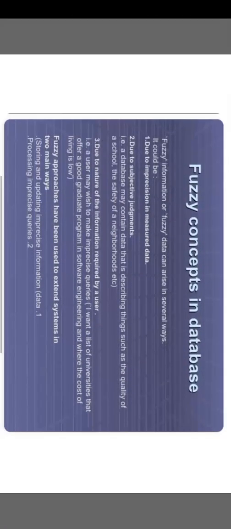It's the initial one which we are trying to discuss, and the second one is the interpretation of the fuzzy terms, which is the second one which we are discussing at present. The other points, 3, 4, 5, 6, which are present in the ppt, we are not discussing right now. Let's move on to the fuzzy concepts in database.